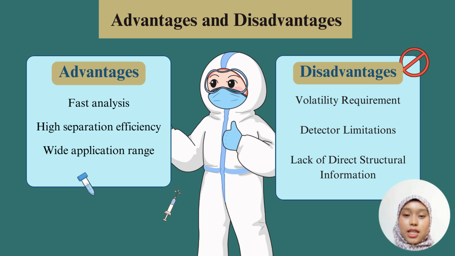And lastly, it lacks direct structural information. Direct structural information of the analyte cannot be obtained by gas chromatography alone, so it needs mass spectrometry to help the gas chromatography get the structural data.